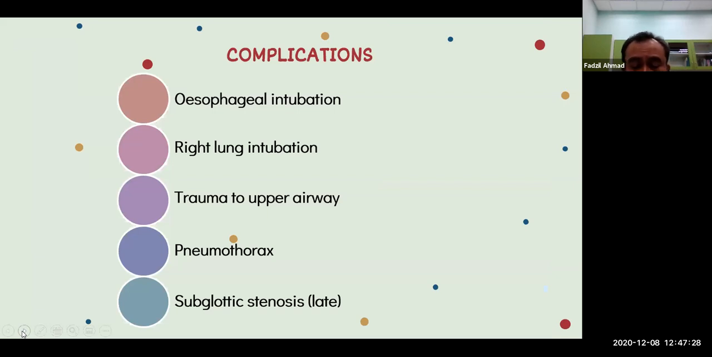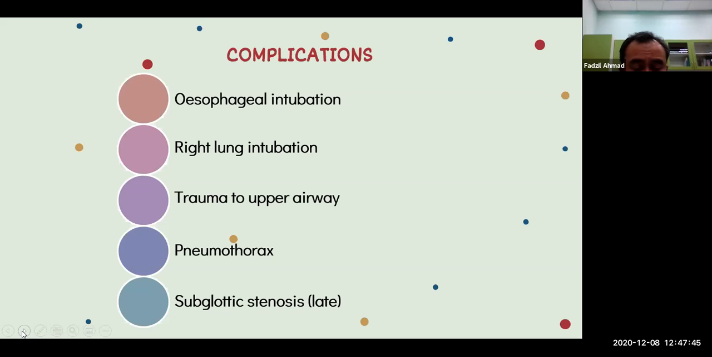The second complication is right mainstem intubation, trauma to the upper airway, and this procedure can also cause pneumothorax. And the last one is subglottic stenosis.